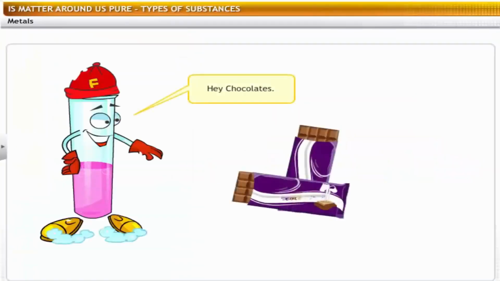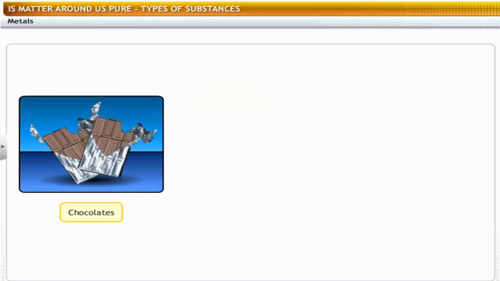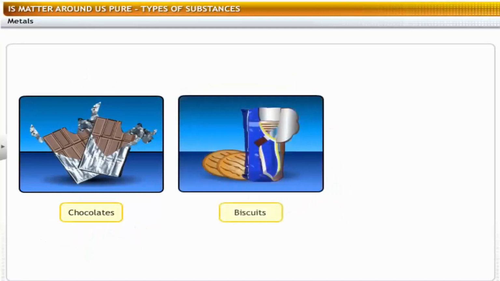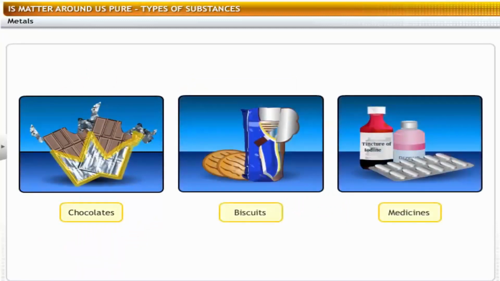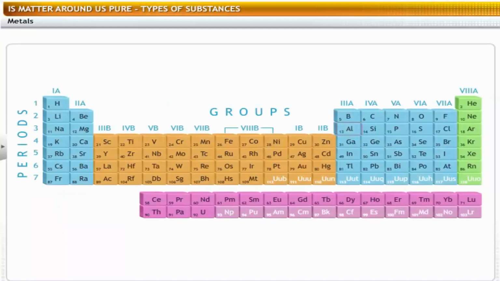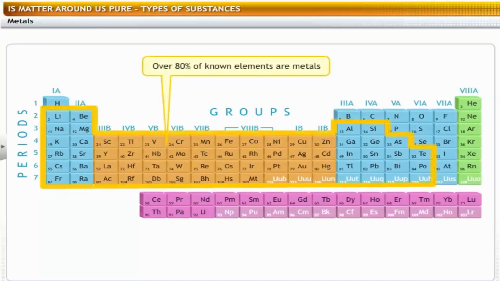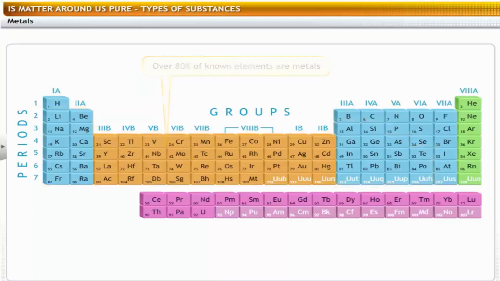Hey! Chocolates! Did you observe they were wrapped in aluminium foil? Not only chocolates, but biscuits and medicines are wrapped in aluminium foil. This aluminium is a metal. Over 80% of known elements are metals. Let's see what metals are and their properties.